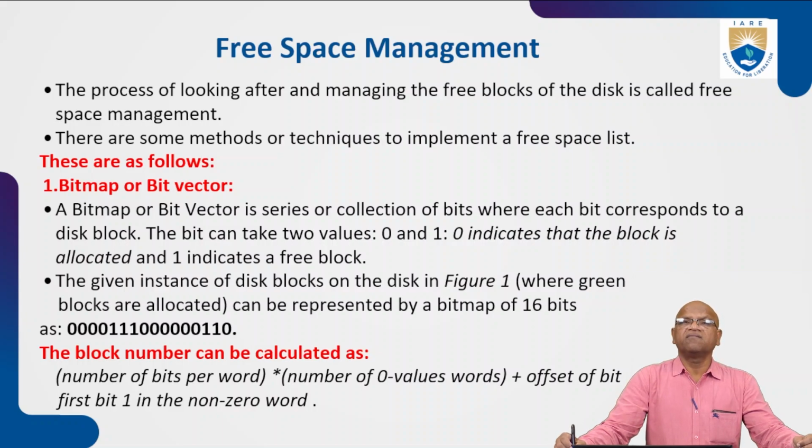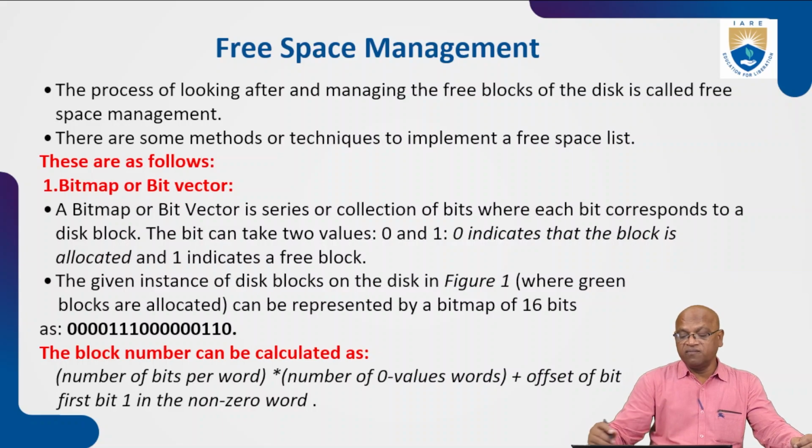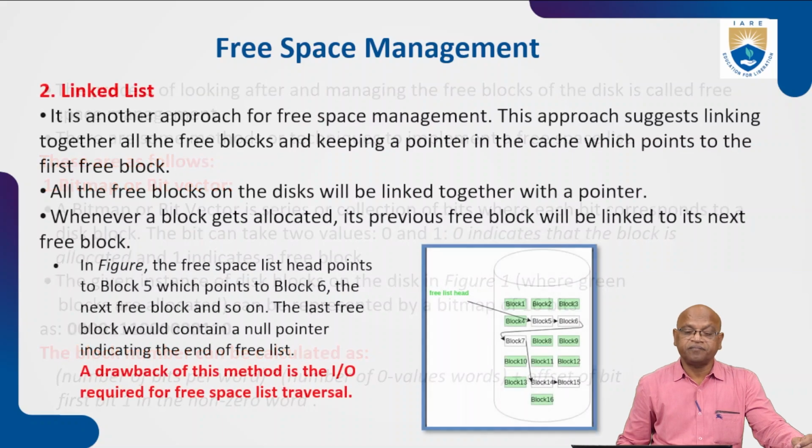The given instance of disk blocks in the disk figure, where green blocks are allocated, can be represented by a bitmap of 16 bits like this. The block number can be calculated from the number of bits per word, the number of zeros per word, and the offset. So this is one technique to indicate what free blocks are available in the hard disk.